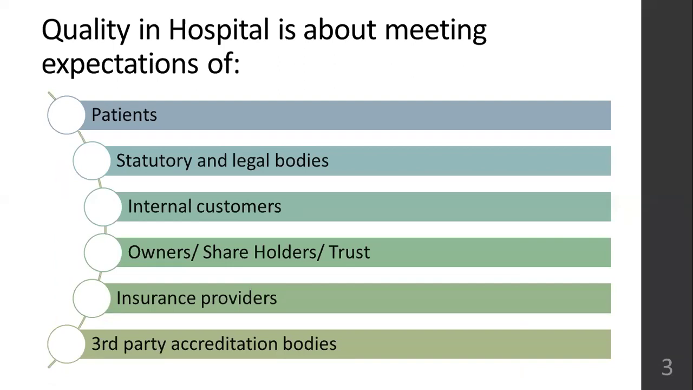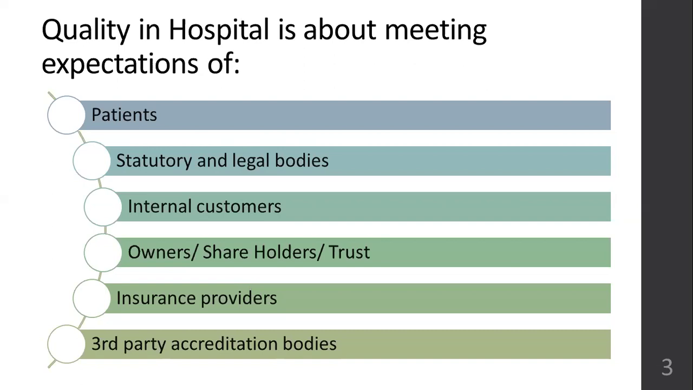So quality in a hospital is usually making sure that you are meeting the expectations of your patients first and foremost. Your first customer, your first priority, is your patients. You have to meet the expectations of your patients. Statutory legal bodies: you have to fulfill certain law enforcement rules and regulations. You should have certain licenses, certifications, registrations. One hospital license is not enough. You will require various other valid licenses and registrations to run a hospital. So you are meeting the requirements of all legal bodies involved.